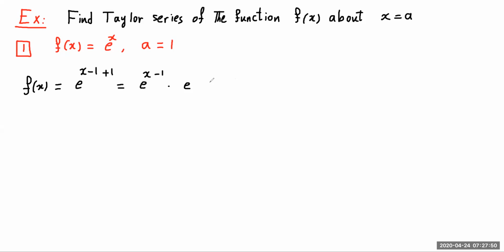Now let's use the formula. I will repeat the e here, times e power x minus 1, it's sigma x minus 1 power n over n factorial from n equals 0 to infinity. And this is the Taylor series of the function e power x about 1. And this is correct for any real number.